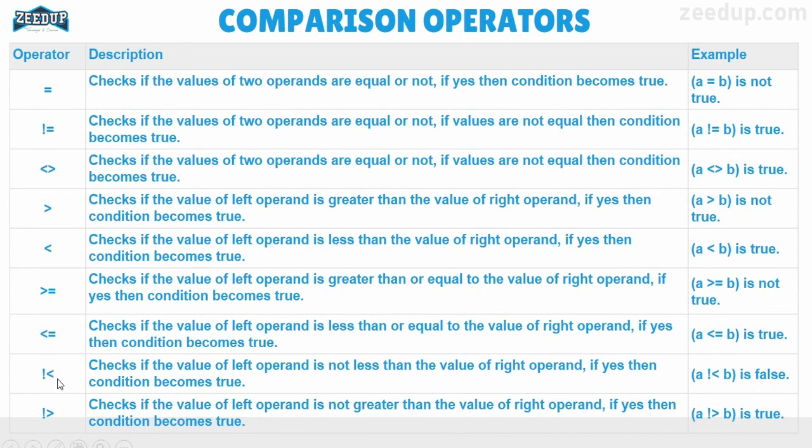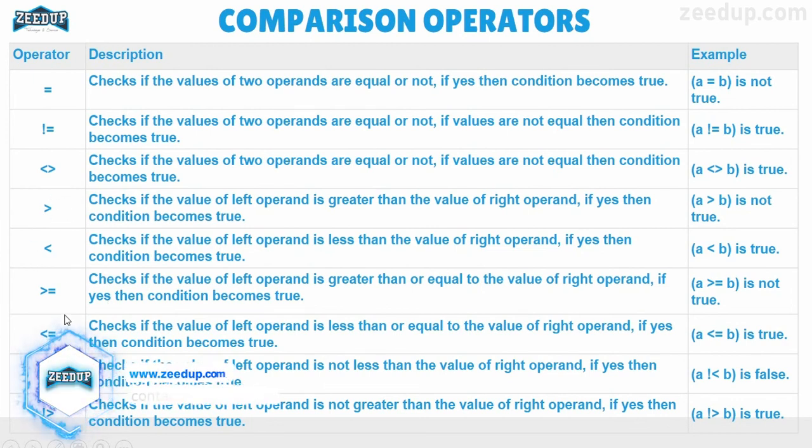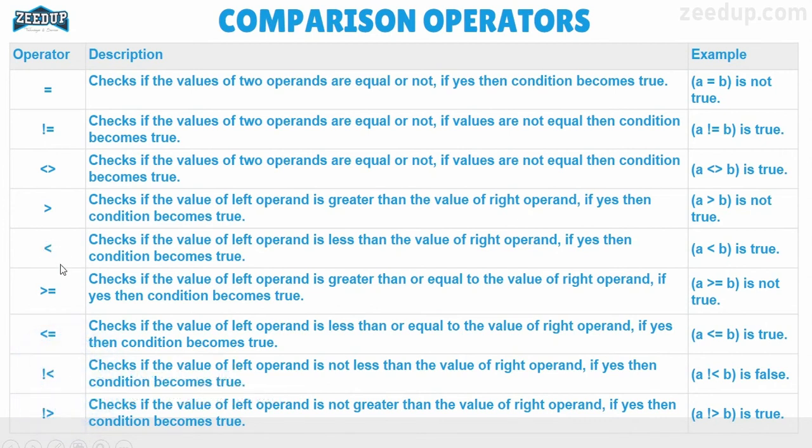And this is the negation of the less than sign, which means that if we use this, we get the same result as the greater than sign, like this one over here. And this is the negation of the greater than sign, which means on applying this, we would get the same result as this operator. So these are the different comparison operators we have in SQL.